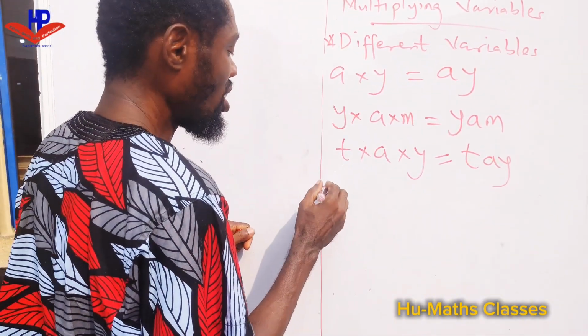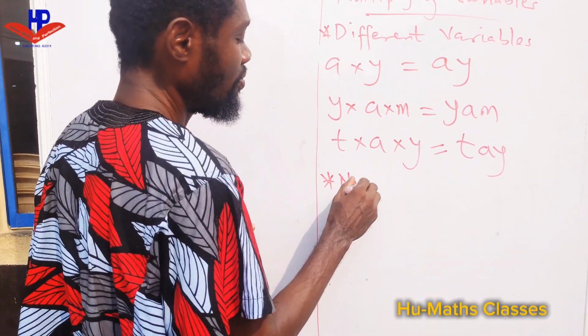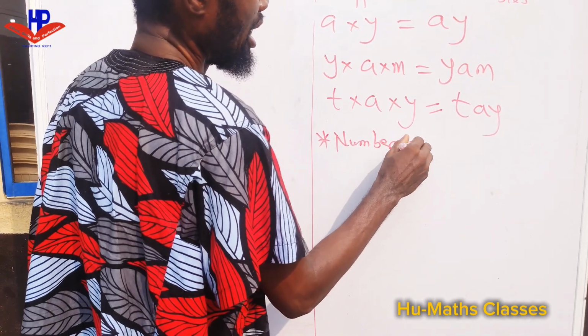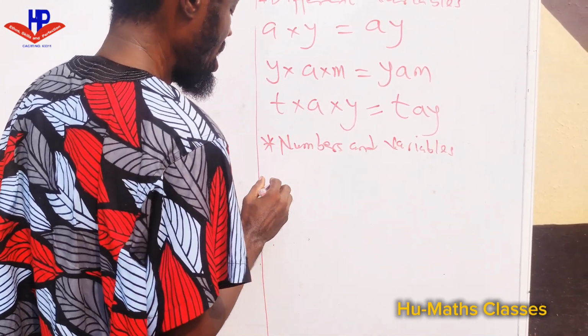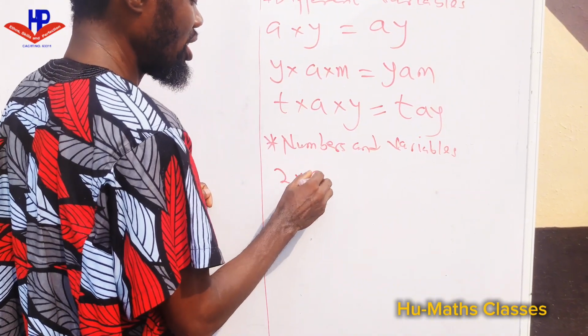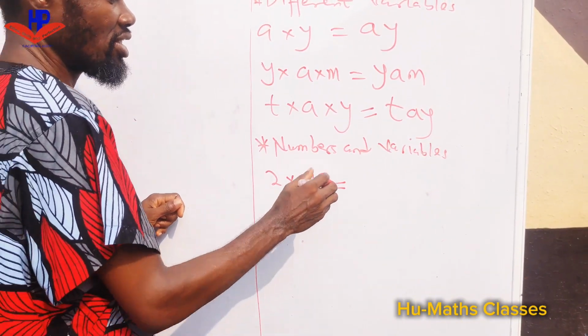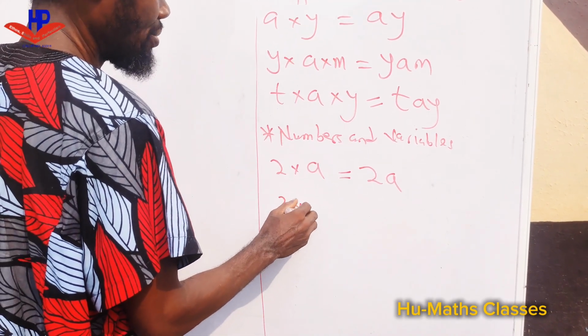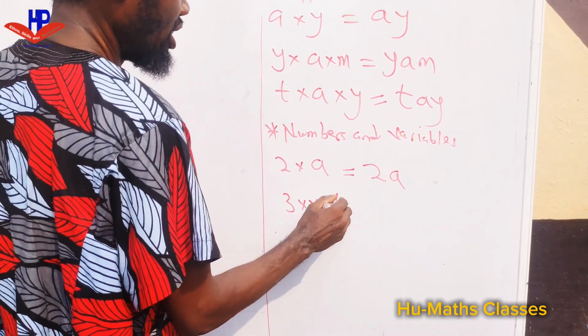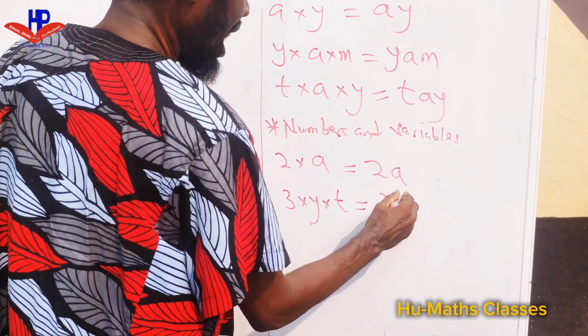So let's see. What about numbers and letters? Numbers and letters or variables. Example, you have 2 times A. 2 times A means 2A. 3 times Y times T means 3YT.